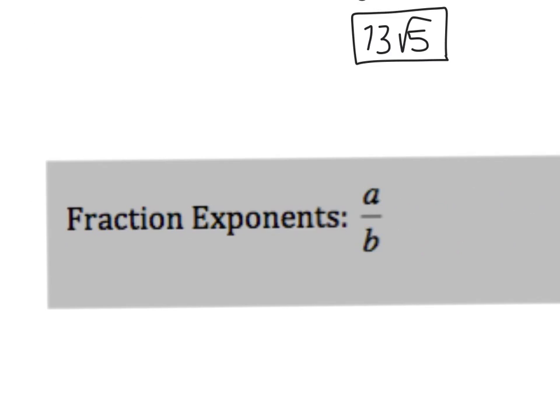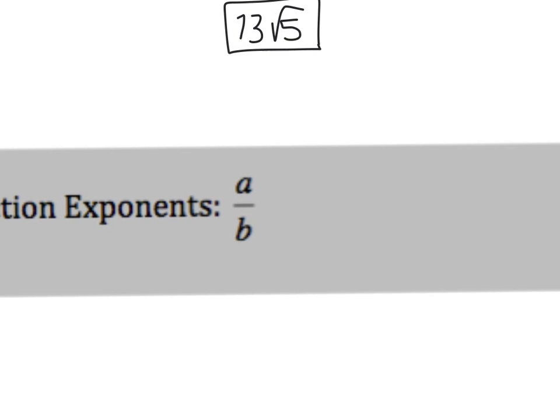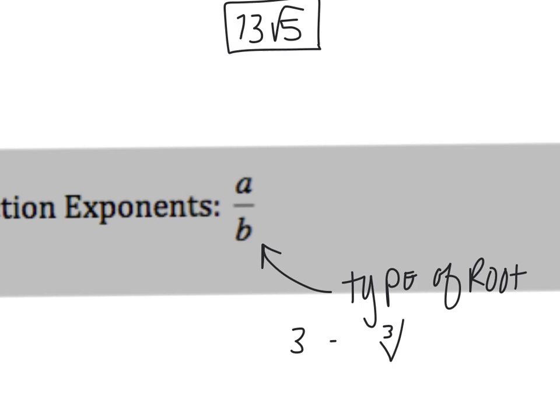So now, if I have fraction exponents, the top and the bottom mean 2 different things. The bottom means the type of root. So if this was a 3, this would be a cube root. If it was a 2, it would just be a square root. Okay, 4, 4th root, and so on. It will never be a 1 because there's no such thing. So the bottom number is the type of root. The top number is going to be the exponent. How many times you're doing that quantity.